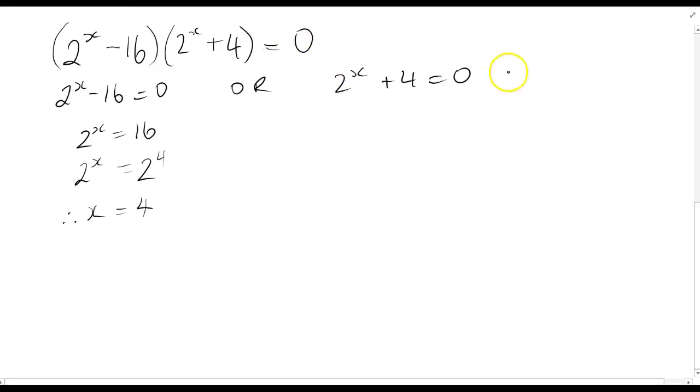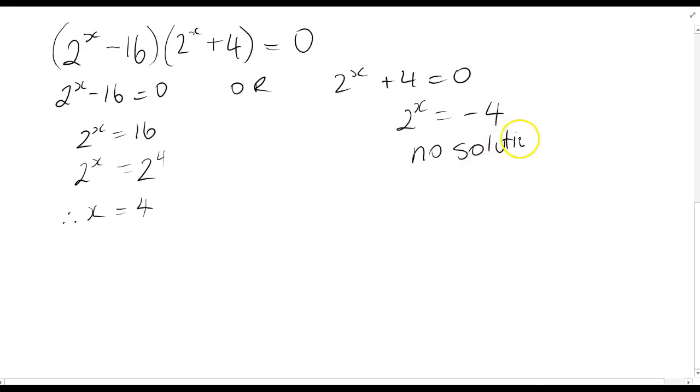Let's do the same thing over this side. So I'm going to get 2 to the x by itself. I'm going to take away 4, so it'll be 2 to the x equals negative 4. And then this is a bit of a red flag. There is no way for me to raise 2 to a power, positive or negative, to give me a negative answer. So there is no solution here.